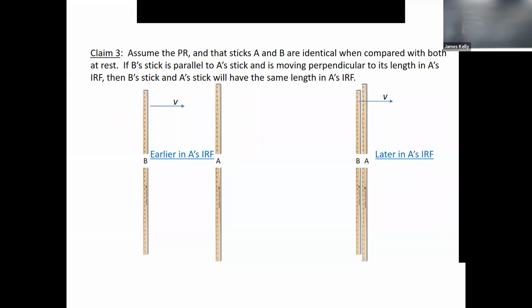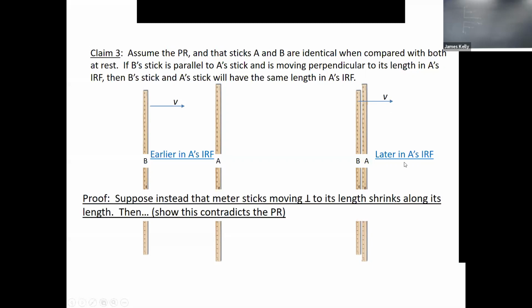Claim 3 is the one we're really here to prove. Assume the principle of relativity and that sticks A and B are identical when compared when they're both at rest. So there's nothing different about these sticks whatsoever. If B's stick is parallel to A's stick and is moving perpendicular to its length in A's inertial reference frame, then the thing we want to prove, the whole point of this chapter, is that B's stick and A's stick will have the same length as measured in that inertial reference frame where A's stick is at rest and B's stick is moving. In other words, when things are moving relative to you, they don't change length compared to how they are when they're at rest.